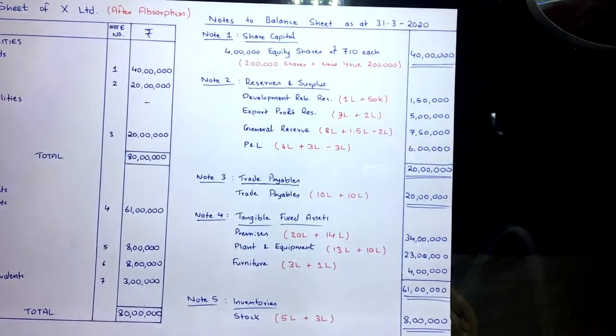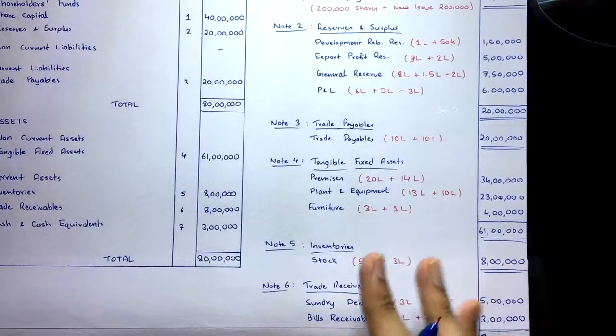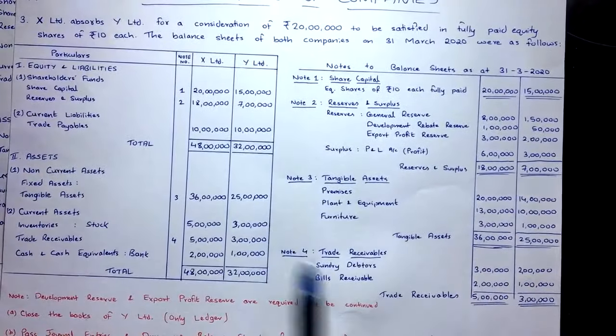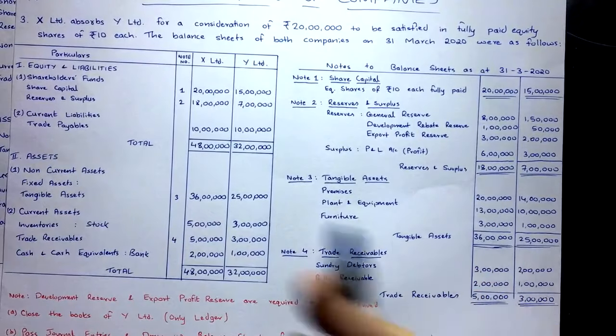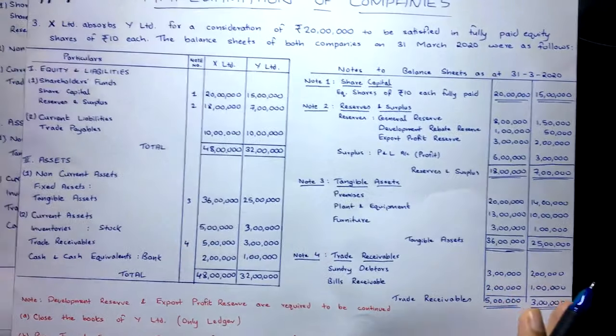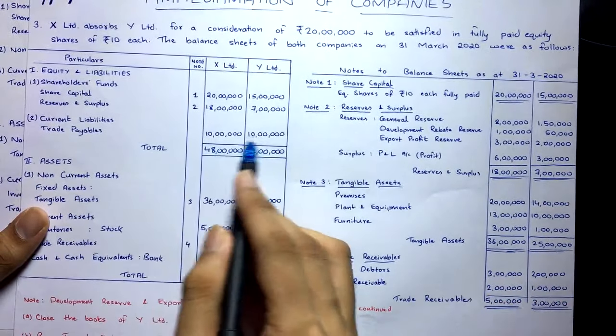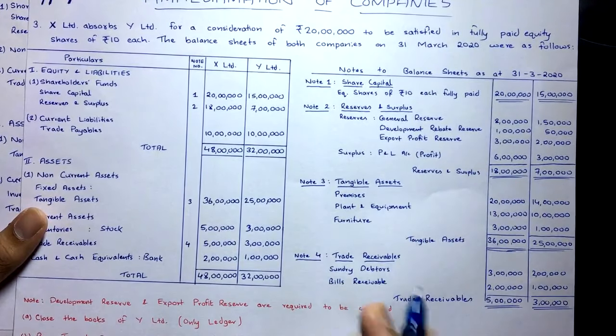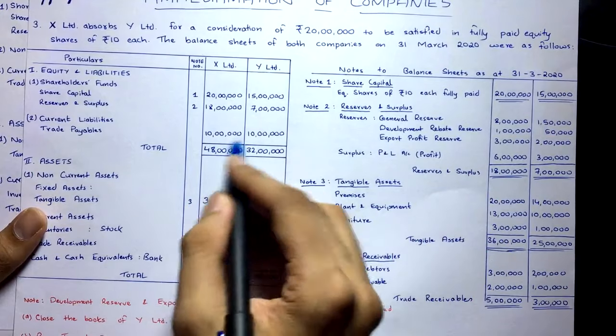Understood? Simple. And then trade payables. See here, in trade payables, nothing happened. The company has just taken over the trade payables directly, right? So this is merger method. Trade payables is taken over at the book value itself. So 10 lakh plus 10 lakh, those two you have to just add them together. Because in merger, everything is taken at book value, so you can directly add.